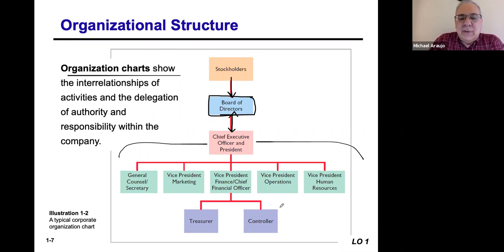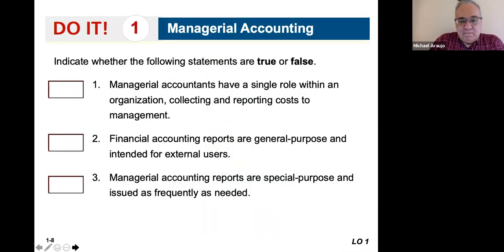Okay. So these are the folks that are getting everything done, and that's somewhat important to understand and know. All of those folks, by the way, are relying on managerial accounting information, believe it or not, to help guide their decisions. All right, and at the end of learning objective 1, there are always Do It exercises, as you are well familiar with from taking Accounting 104 with me with Wiley.